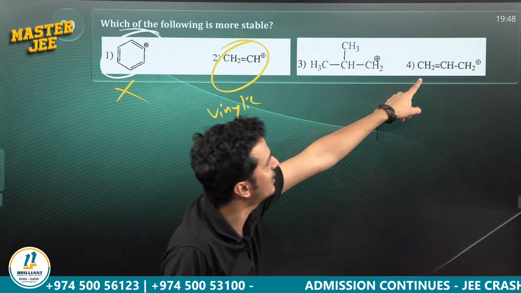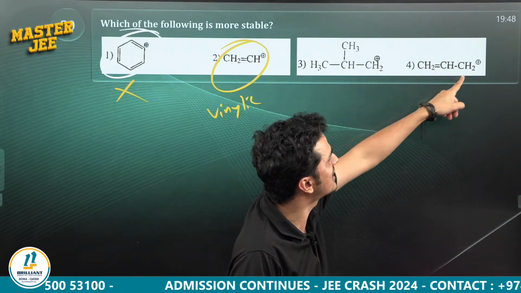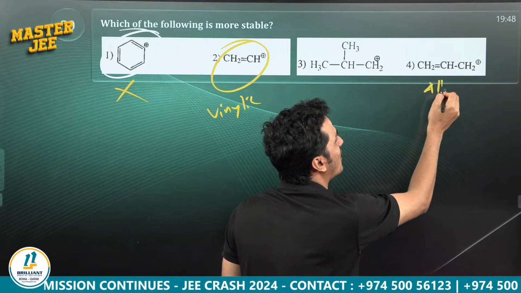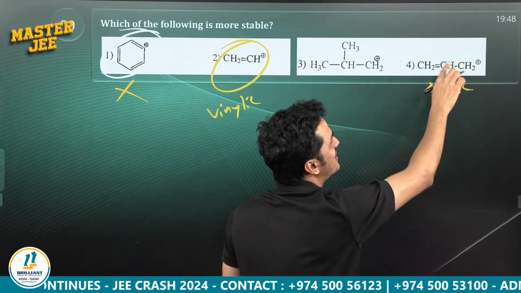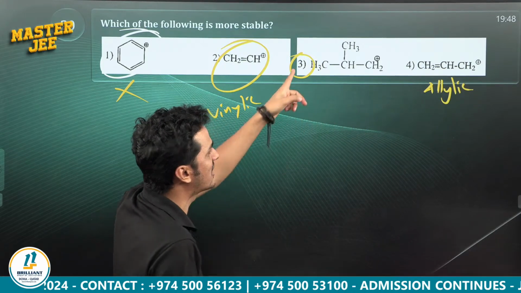What about this 3 and 4? This one, you are seeing, is a primary carbocation. This is allylic. You may choose this fourth option. Allylic, yes, resonance is there. No. Here you have to look at this third one. The third one is the answer.